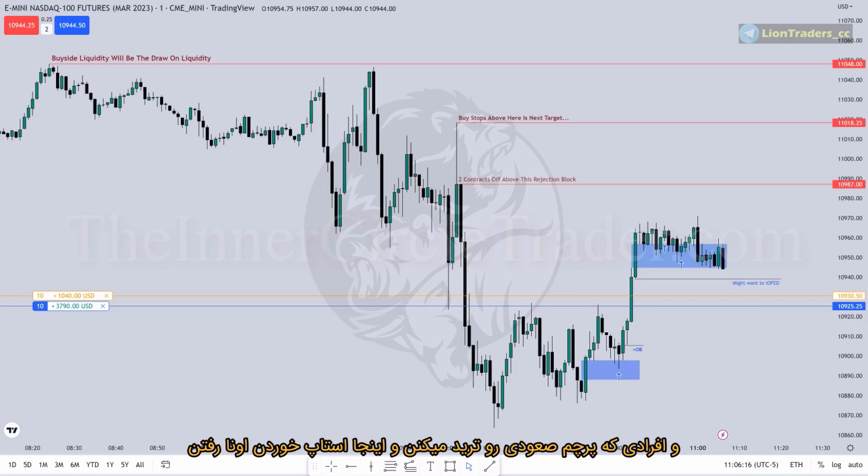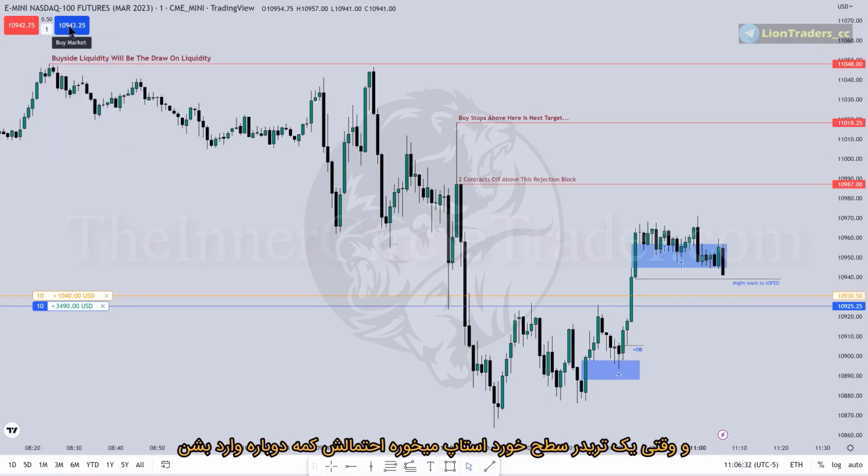And for people that trade bull flags, they're getting stopped out here. They're gone. And when a retail trader gets stopped out, it's not likely that they will re-enter.